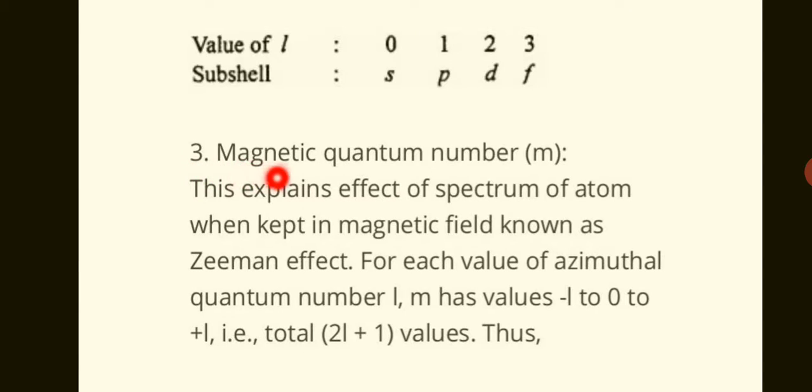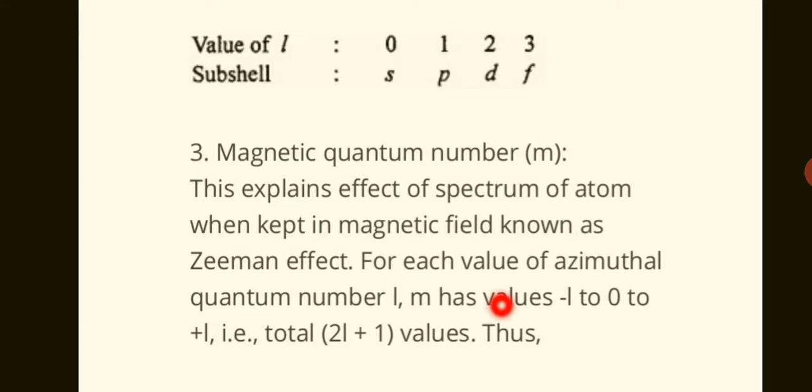The third important quantum number is the magnetic quantum number, which is denoted by small m. This explains the effect on the spectrum of an atom when kept in a magnetic field, known as the Zeeman effect. For each value of the azimuthal quantum number l, m has values from minus l to 0 to plus l. That is a total of 2l plus 1 values.